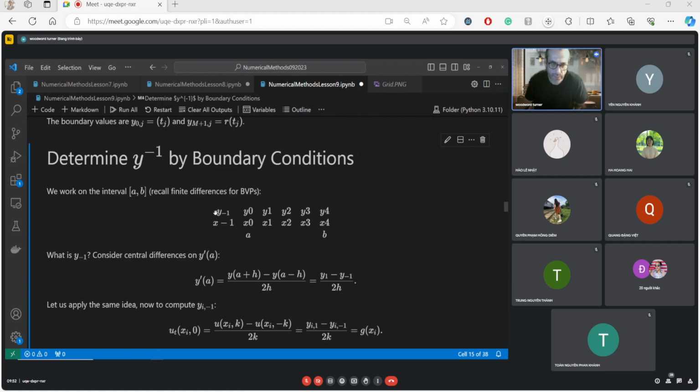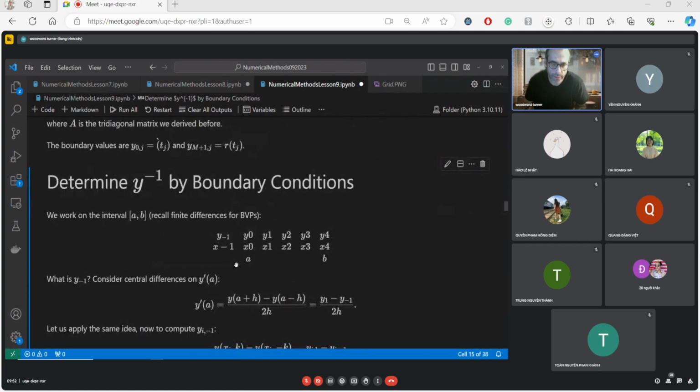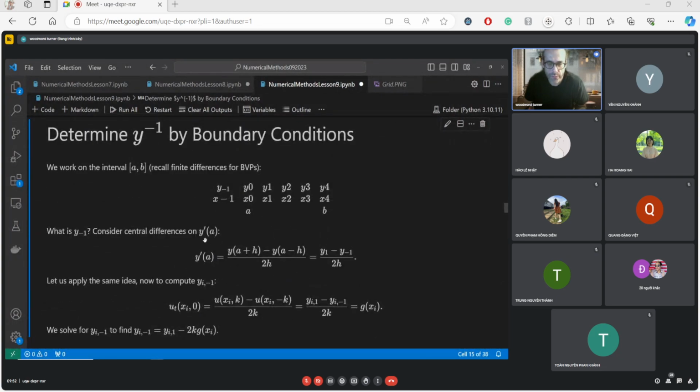And the boundary conditions on x for when i is 0 and i is m plus 1, right? So those will be the boundary conditions on x when i is 0 and when i is n plus 1. Okay.